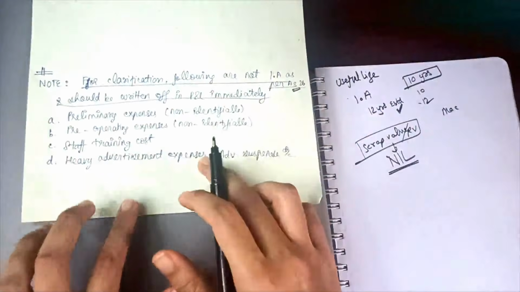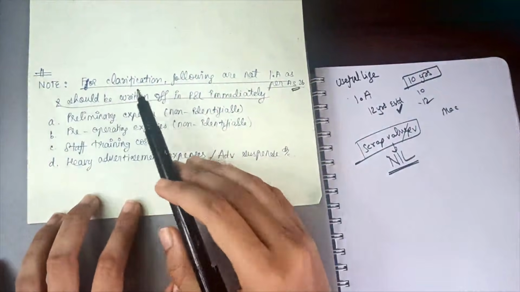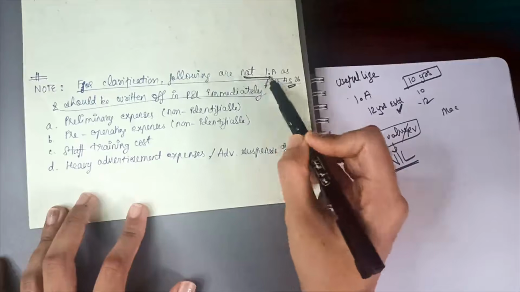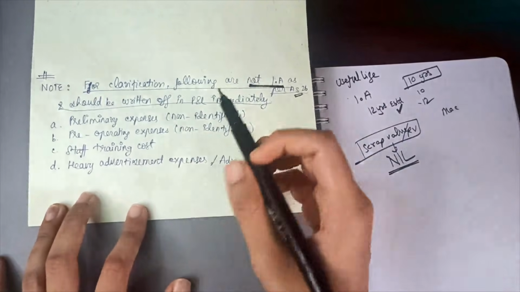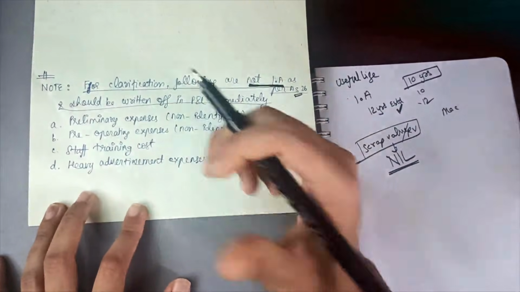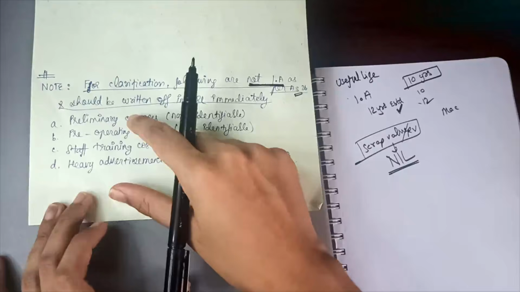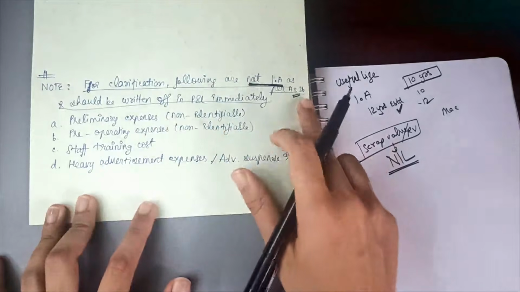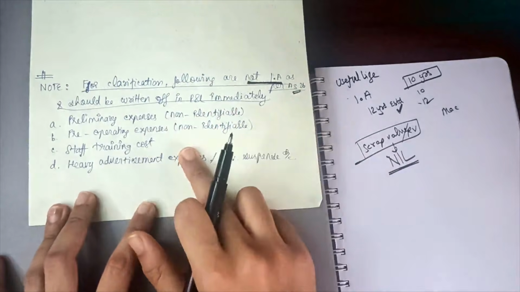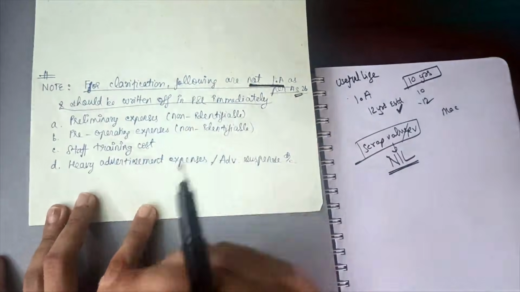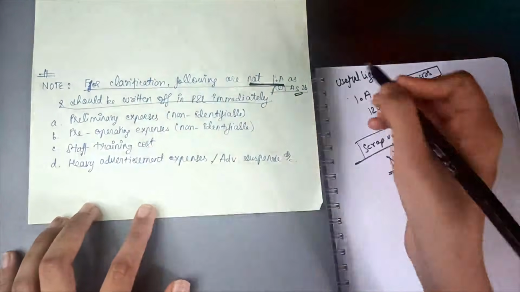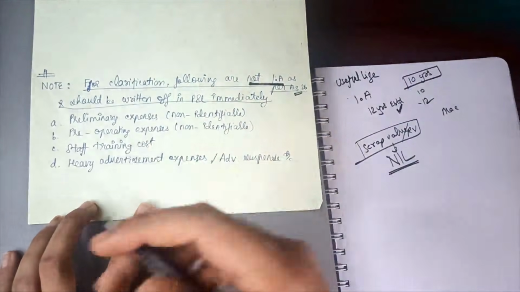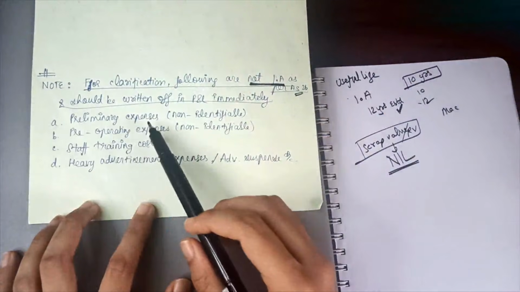There are just two little things I have to say. First is, for clarification purposes, the following are not intangible assets as per AS 26. If they are not intangible assets, what you should do with them is, once you incur these expenses as per AS 26, you should write them off to P&L immediately. As and when you incur the expense, the same year you have to write it off to P&L. So the first such expense is preliminary expenses.